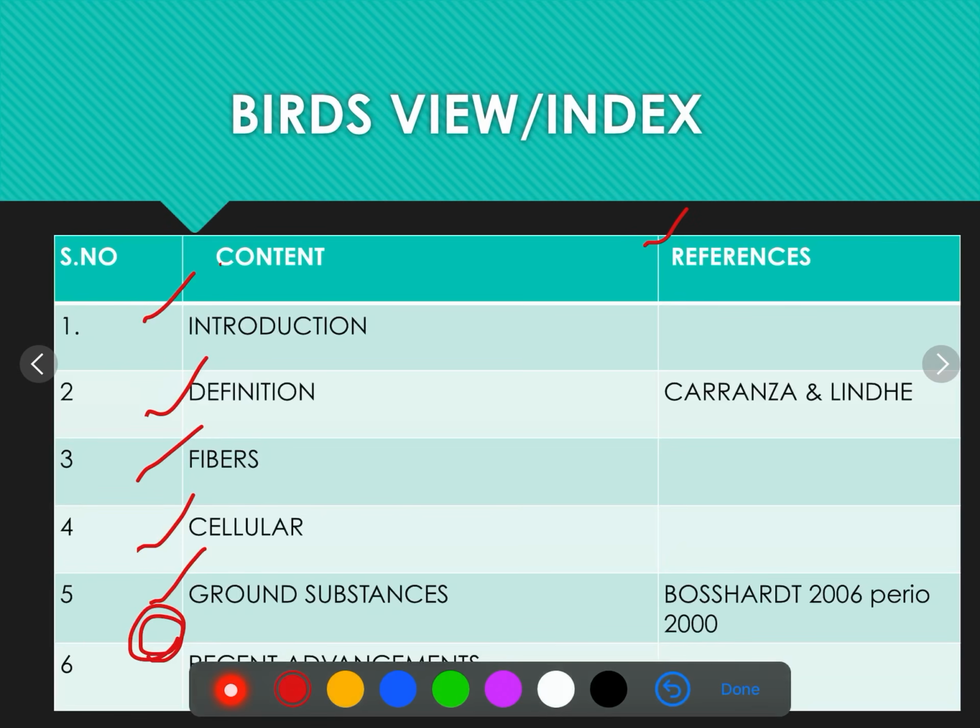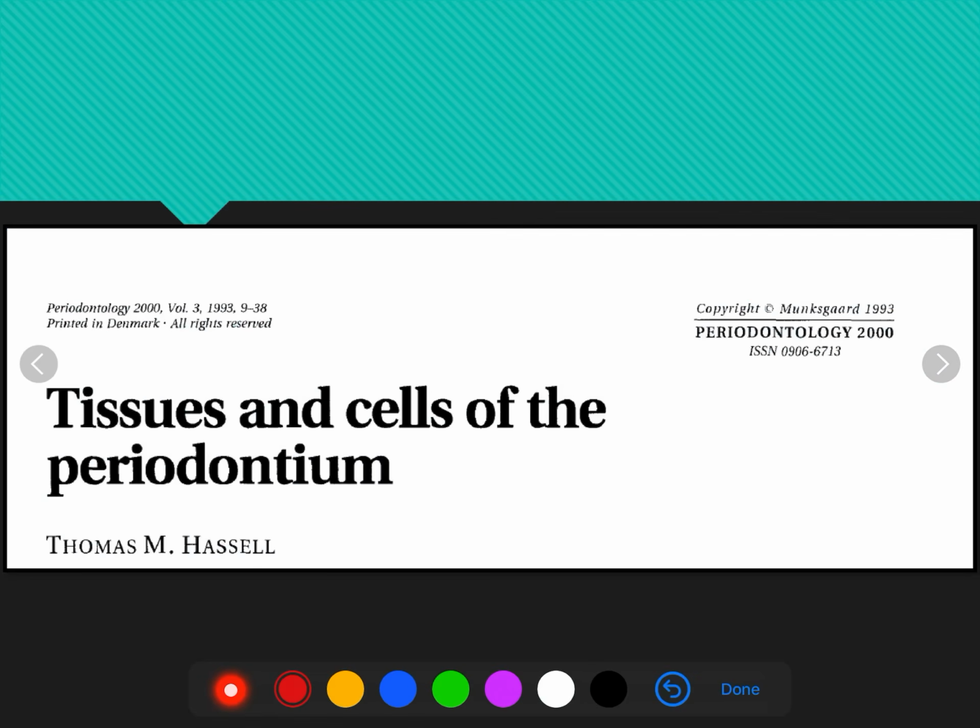Coming to the references, I recommend you write them parallelly as they come. For example, in the case of definition, from where are we picking? We have lots of definitions, but the definition should be from a particular reference, say either Carranza or Lindhe. If you are not able to remember the exact definition, then please write it as an introduction, or don't mention it specifically as a definition, because a definition is supposed to be in the very same words.